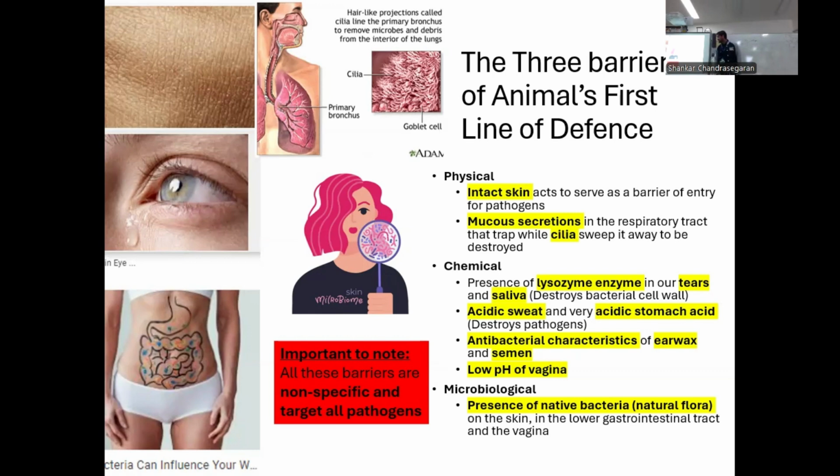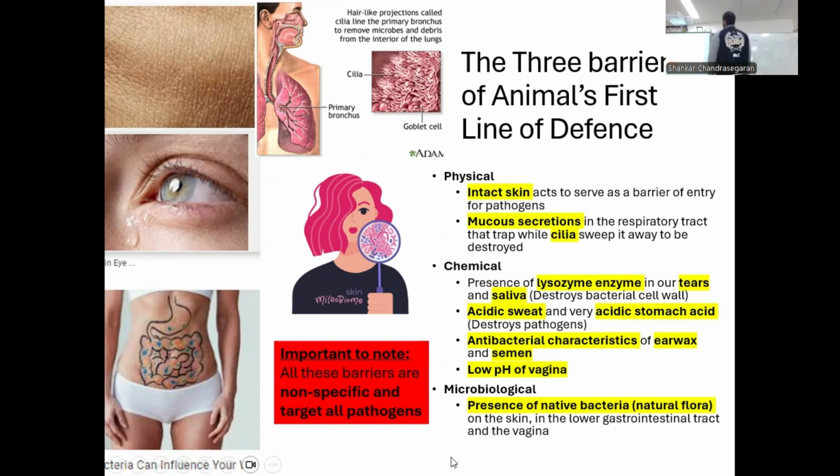All right. And then lastly, your microbiological barrier, that is in relation to the fact that your body is covered with bacteria and other microbes, and they will basically outcompete or outlast any other pathogens that are trying to invade your body, because they've been living there for the longest of time and they know how to outlast that.